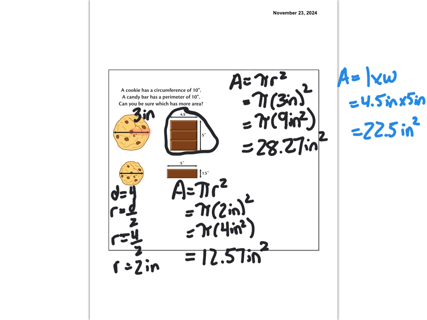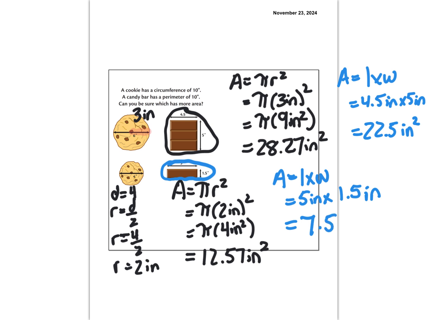Okay. And now if we do the same thing over here with the small chocolate bar, we have A equals length times width. We would have 5 inches times 1.5 inches. Please note that I keep putting the units in. It's very important. So 5 times 1.5 inches gives us 7.5 inches squared. So it's very clear which one's the larger value, okay? But you can't just always eyeball it. You need to calculate it out and be able to prove it as you work your way.